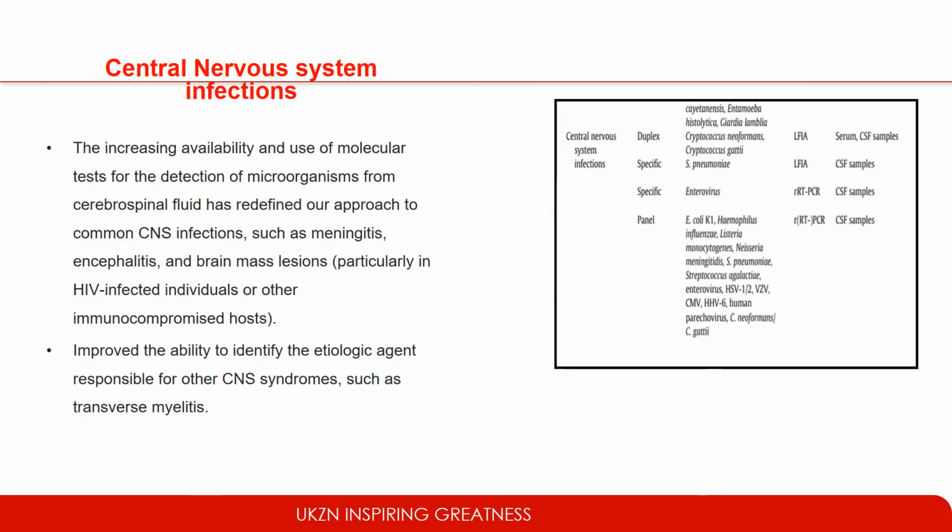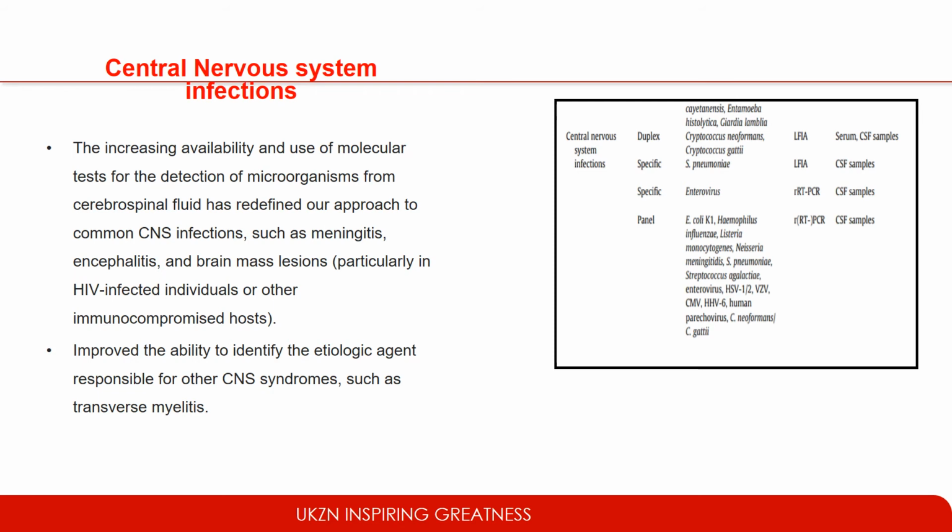So let's look at infections associated with and applications of PCR-based assays in central nervous system infections. The increasing availability and use of molecular tests for the detection of microorganisms from CSF has redefined our approach to common CNS infections such as meningitis, encephalitis, and brain mass lesions, particularly in patients who are immunocompromised, such as those that are HIV infected.